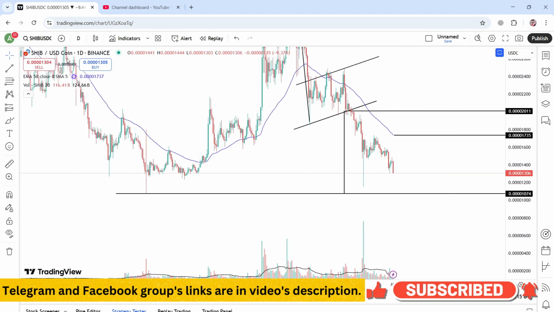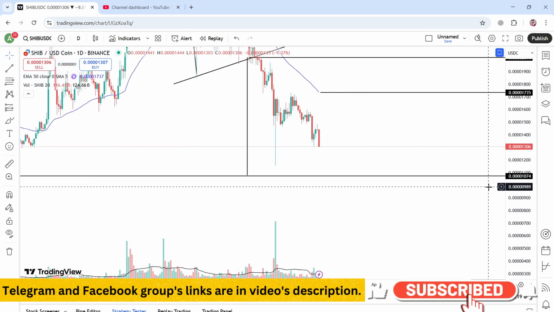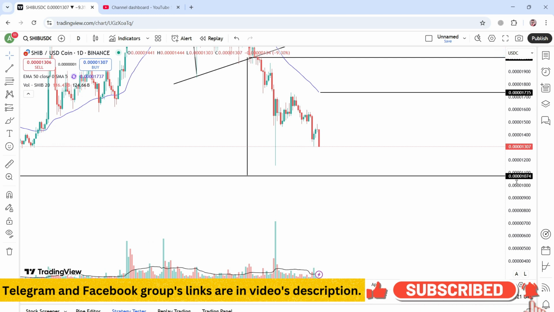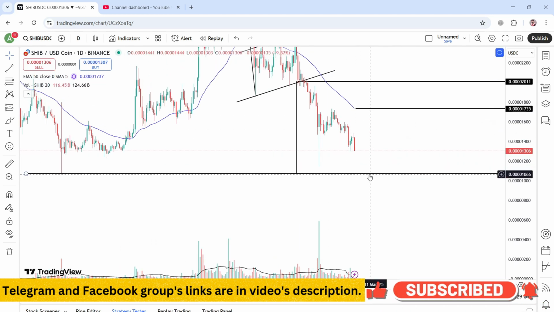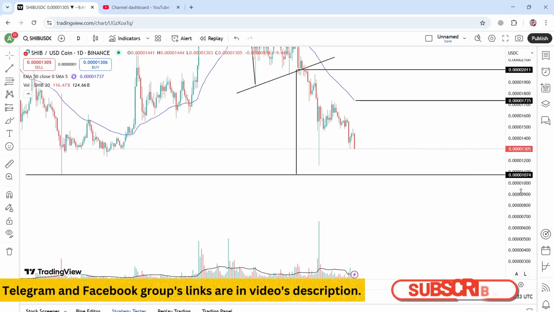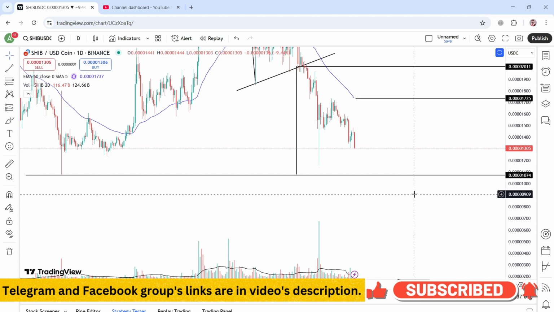And this coin, that is SHIB, will submit a new breakdown when it gives closing below 0.00001074. If it gives closing below this level, then you will not wait for a strength level. You can simply go for selling in this coin, because it will submit a new breakdown if it gives closing below this level in upcoming days. I will definitely share those levels on my YouTube channel if it submits a new breakdown.